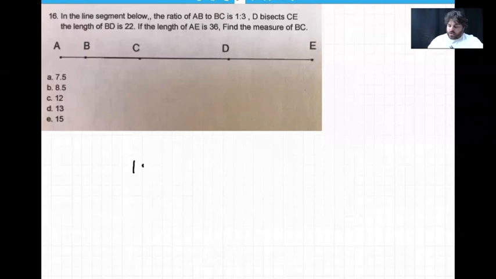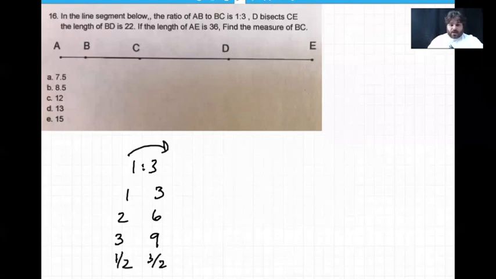So remember, when ratios are 1:3, it could mean that this length is 1 and this length is 3, or this length is 2 and this length is 6, or this length is 3 and this length is 9, or this length is 1/2 and this length is 3/2. All it means is it's 3 times as big. So in this case, we want to definitely use a variable: x and 3x. Whatever this is, x, this is 3 times that, 3x, okay?